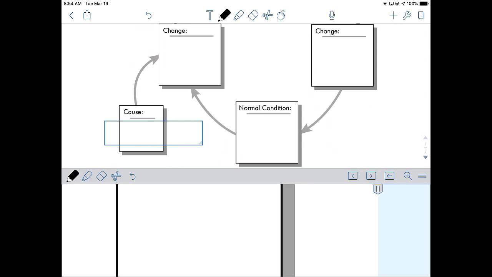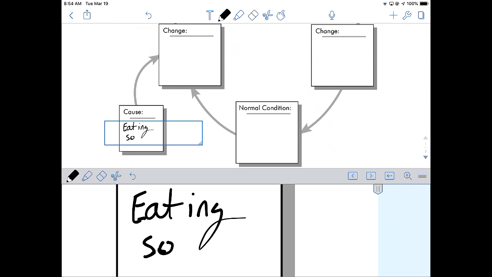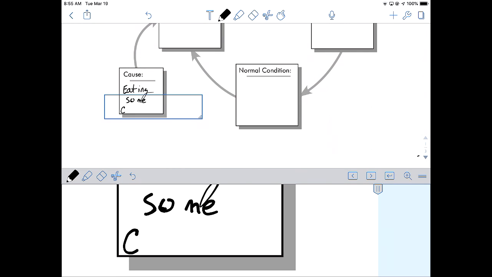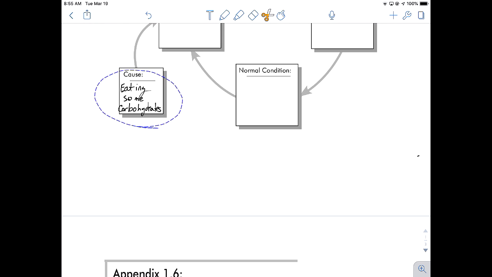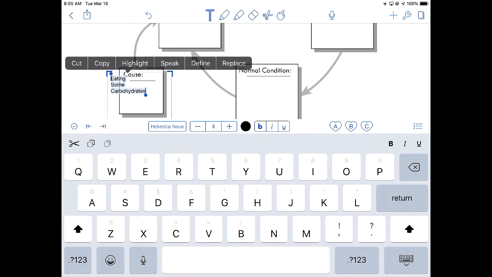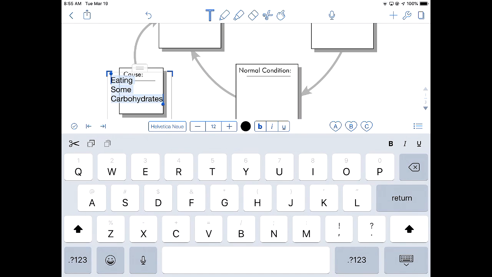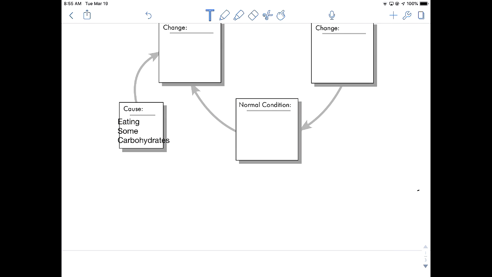So we can just put a cause here. Any cause that involves getting your blood sugar up. So eating in general, eating some, let's just go carbohydrates. I'll be even more general. Okay, so we eat some carbohydrates.